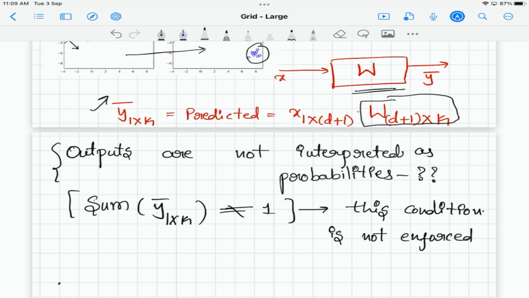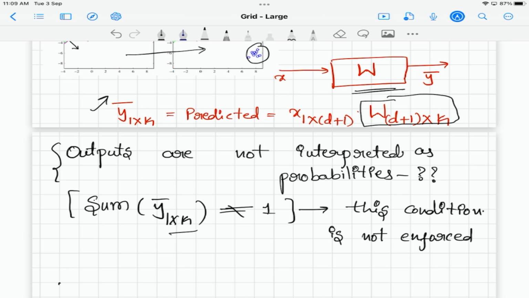That condition I didn't put when I am training my least square solution. The reason is the outputs are not interpreted as probabilities, but your ground truth labels are one-hot encoded vectors, so they are interpreted as probabilities, but your predictions are not. This is one of the reasons, and the sum of your vectors is not equal to 1.